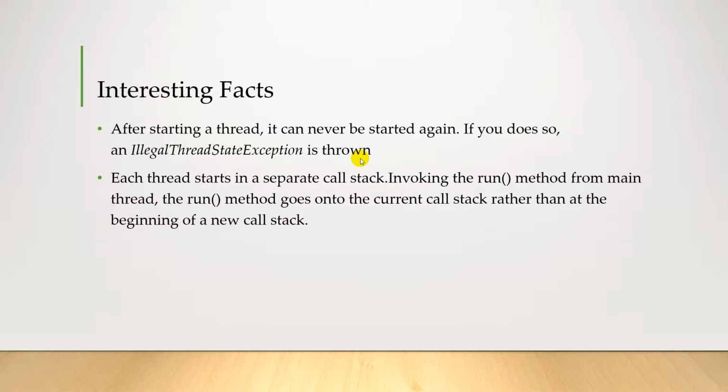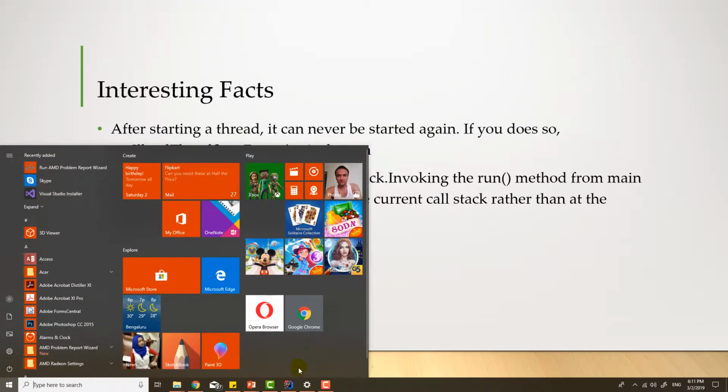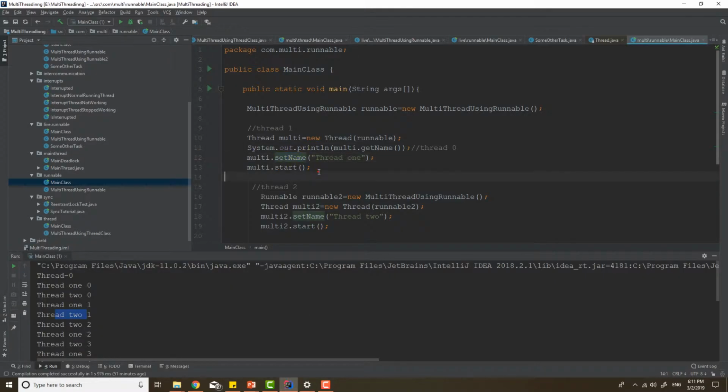Now, what does that mean? That means that one thread can ideally be called only once in its lifetime. You cannot call that thread again in its life. Once you have called it and it has done its execution, it cannot be reused. So you cannot reuse a thread. Okay, so let's demonstrate this.